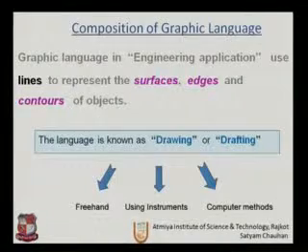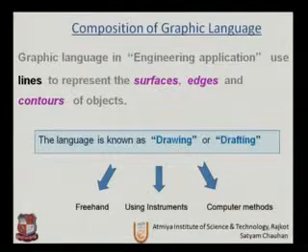So in graphic language, let us say engineering application is used to represent surfaces, edges and contours. So in our projections, in our engineering drawings, we have basically surfaces, edges and contours. Surface we can refer to as planes, edges mean lines and contours mean radiuses.